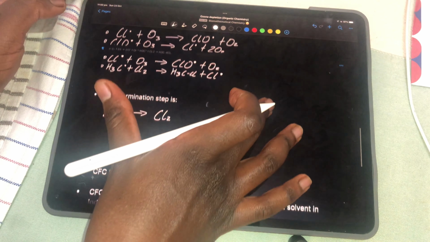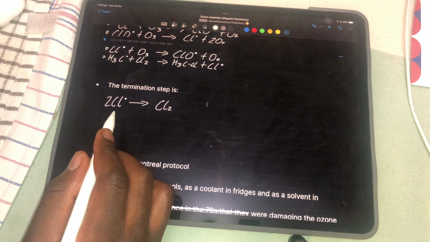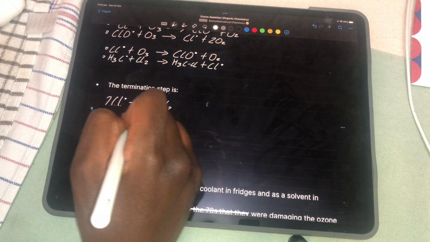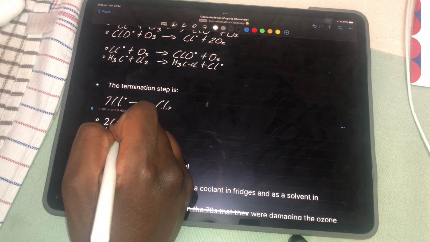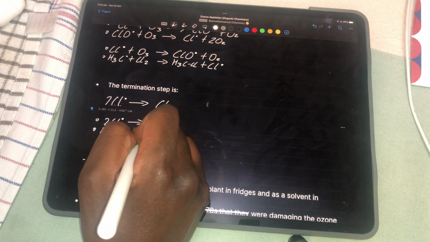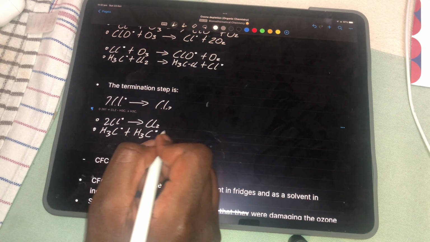And then in the termination step, you could have two chlorine free radicals forming a Cl2, and then you have your H3C radicals. When you're having these reactions, it's usually two of the same thing happening again. I just write it like this so you can see more clearly what's going on. Those two are just reacting together, and you've now formed an ethene.